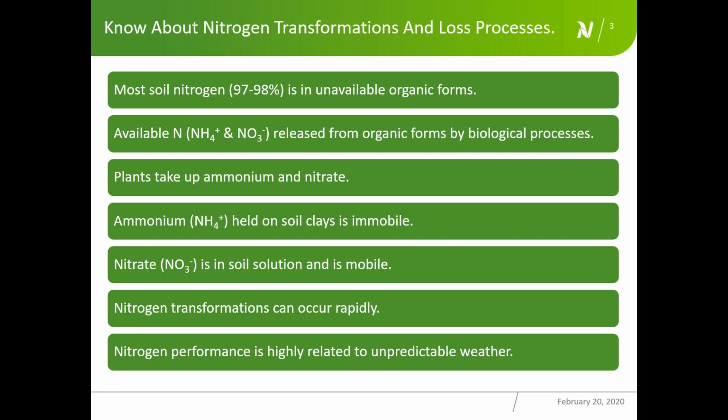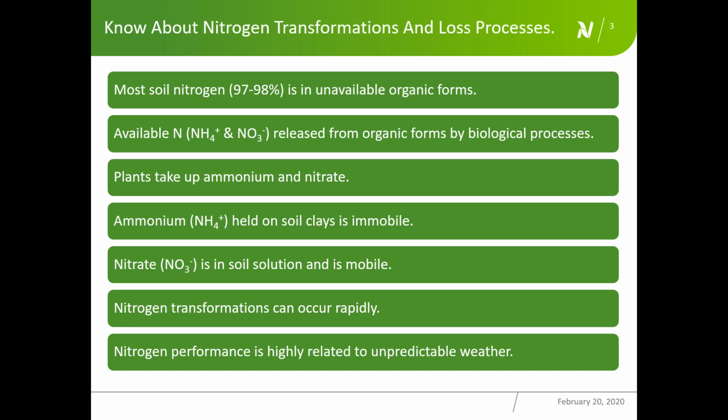Nitrogen transformations can occur very rapidly in the soil. In the spring and early summer, when the soil is warming, biological organisms are becoming very active, and these are responsible for those transformations. So we can have a change in the nitrogen form in a very short period that can affect how nitrogen behaves and the performance of our fertilizers. And most importantly, and we'll talk a fair bit about this last point today, nitrogen performance is highly related to weather conditions. And we all know that weather is unpredictable.